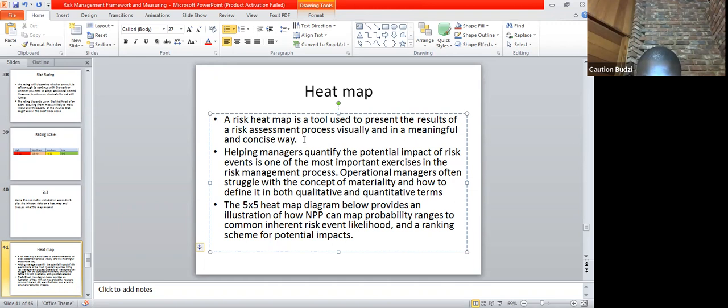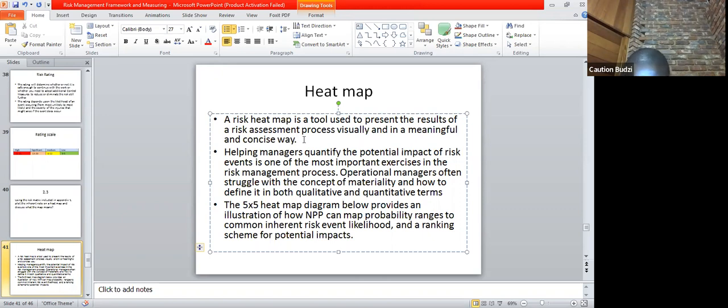It helps managers to quantify the potential impact of a risk event. Helping managers to quantify the potential impact of a risk event is one of the most important exercises in the risk management process. So this risk heat map will help management to quantify the potential impact of risk, and they will be able to visualize the risk impact.